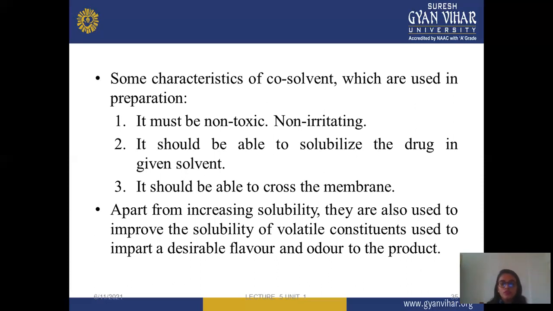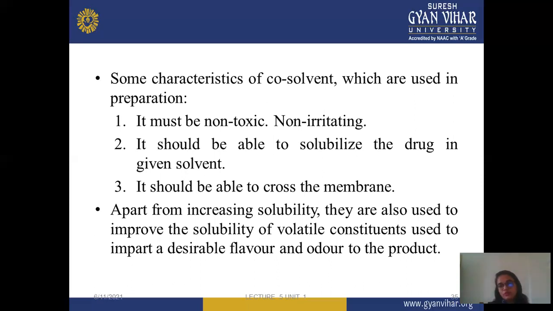It shows good formulation during the storage and maybe during applying, and overall good formulation for a particular time limit, and does not irritate or show any irritating effect, redness, or any other side effect. It should be good in a proper manner, and it should be able to solubilize the drug in a given solvent. The drug is completely solubilized.